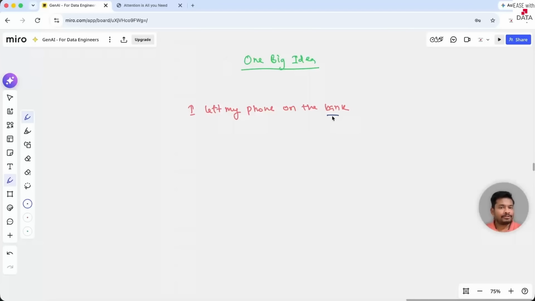Right now, we are not sure what this bank represents, whether it is a river bank or a bank of money. We are not sure until we see what is there in the statement. As soon as I say right next to the river, we understand that this bank represents a river bank. So in order to enrich the meaning of this bank, we have to look at all other words in this sentence. And that is what is called attention.